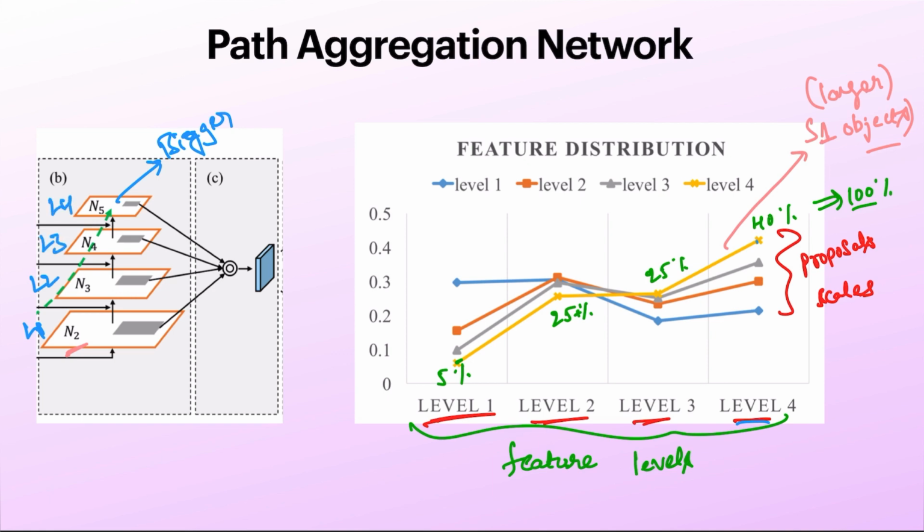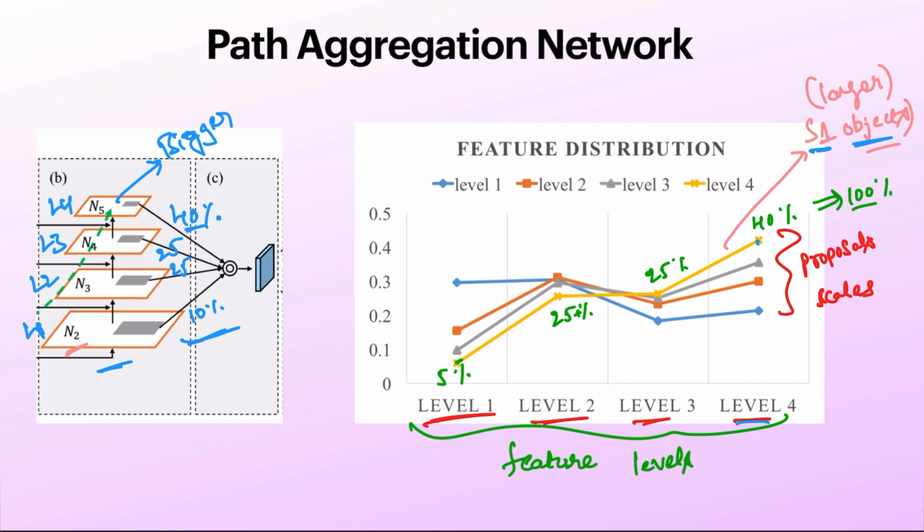As yellow is looking for larger objects, it has taken most of the information, like 40%, from level 1, and from levels 2 and 3 it took 25% of the information, and it took around 5 to 10% of the information from level 1. So this is the information distribution for this particular yellow line. They observed that even though it is fixed to a particular scale, it requires information from all the feature levels. So that is where fixing the feature level to a particular scale is not valid.